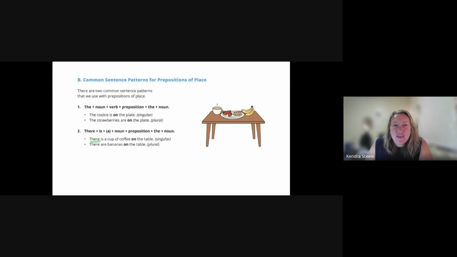There is a cup of coffee on the table. Here it is. There are bananas on the table. Okay, and bananas was plural. Okay, so these are two different sentence frames to help you use prepositions of place in English. Let's practice this a little bit together.